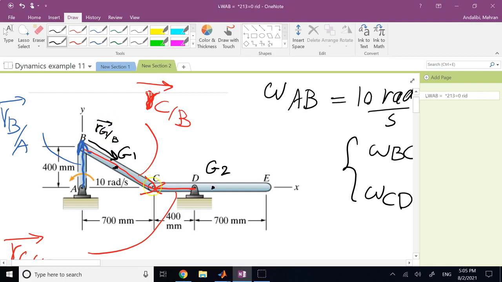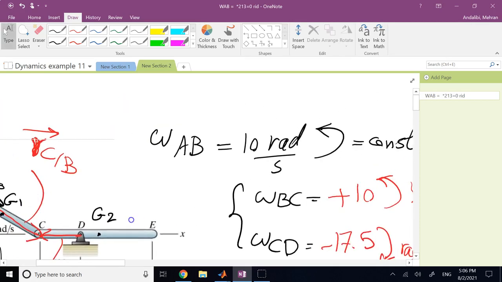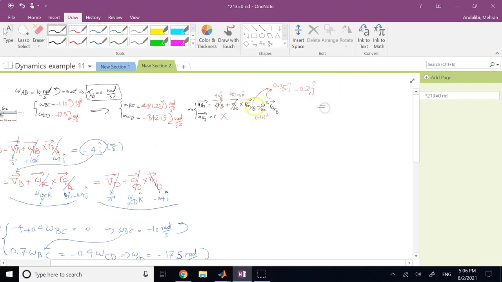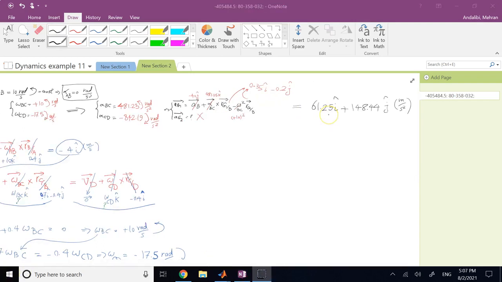It's the same as R of C with respect to B, but half of it. So you go half of 400 down and half of 700 forward. So it's 350I minus 200J, correct? Or in meters, it is 0.35I minus 0.2J. And if you plug in and calculate the cross product and the vector multiplication, you will get 6125I plus 148.44J meters per second squared.